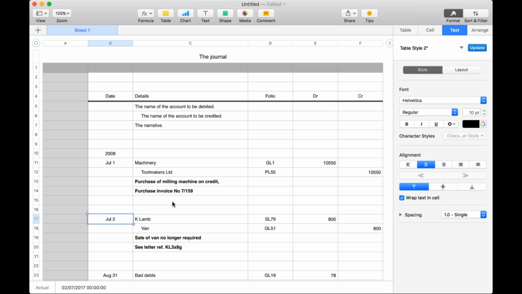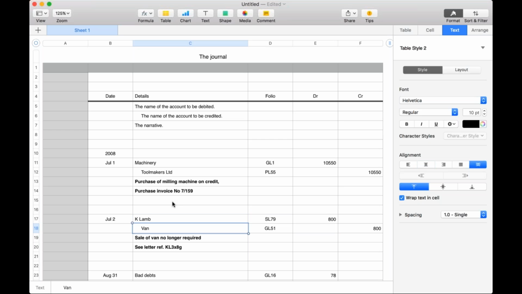So we're going to do another transaction now on July the 2nd, 08, and it's a sale of van no longer required for £800 on credit to K Lamb on the 2nd of July. So we've got our date here, we've got the 2nd of July. So it's a sale of van no longer required on credit to K Lamb. So K Lamb will become a debtor of the business. Now, a debtor is an asset. We're increasing an asset, so that's a debit. So K Lamb, the debtor account, is the account that we debit. And I've got the folio reference there as SL79, and I've got the debit amount of £800. So K Lamb's account will be debited by £800.